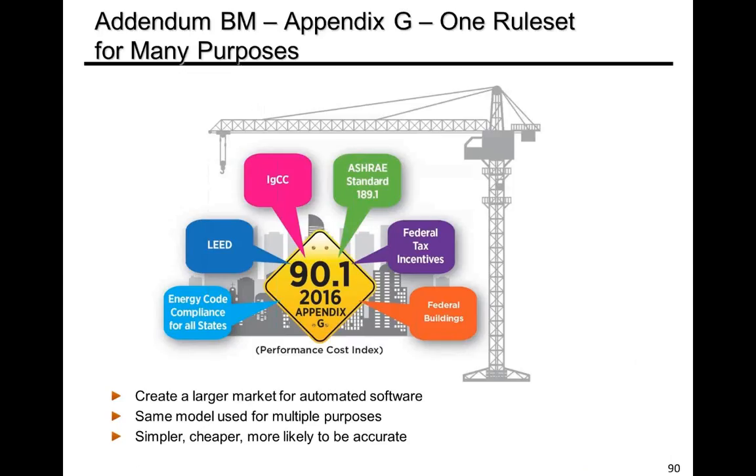So the intent, the hope here is that instead of the confusing landscape we looked at before, all of these programs, any building energy code, any beyond code program, any tax credit program, can use the same performance path method and just simply create their own performance cost index targets. So that means the same software could be used for all these programs, the same models can be used for all these programs, and that makes things simpler and cheaper.